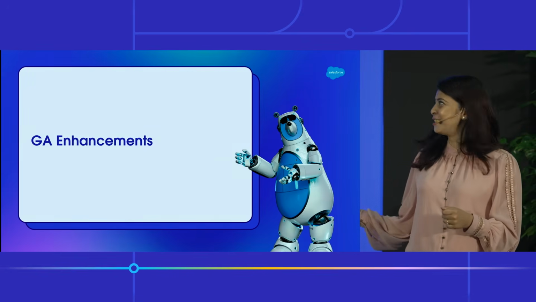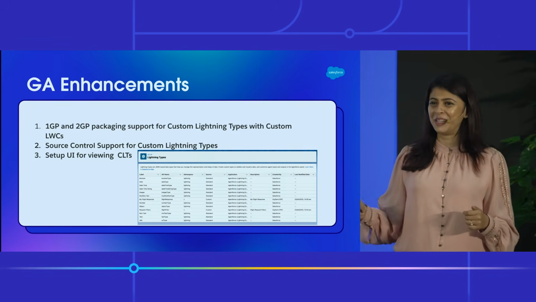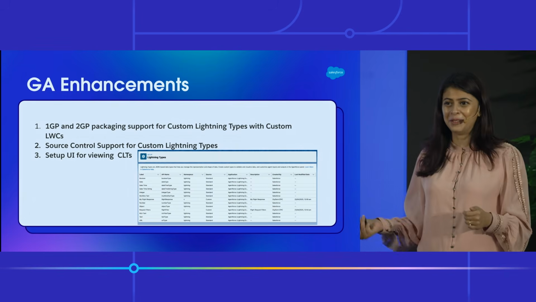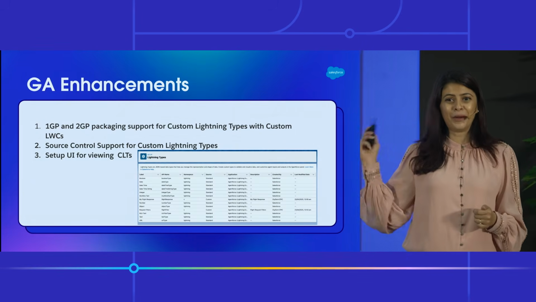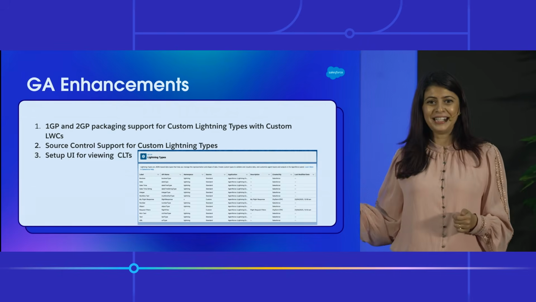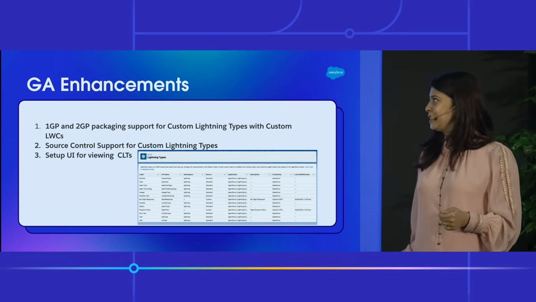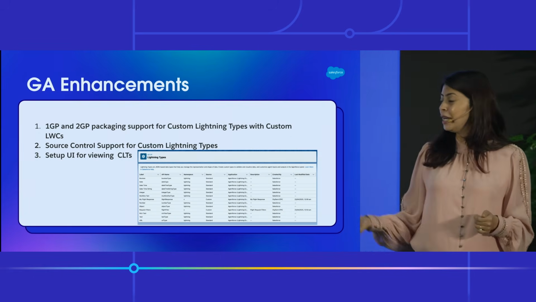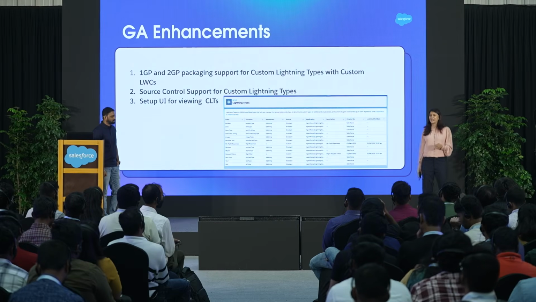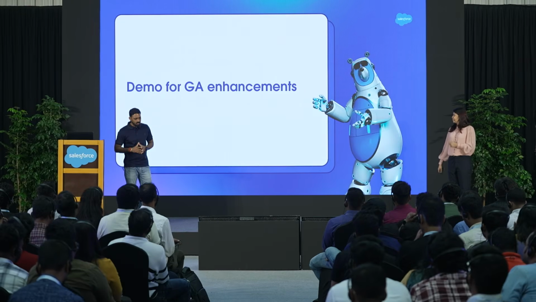About the GA enhancements, as soon as it got into the hands of partners and they started building these very cool solutions, they wanted to package them and distribute them on AppExchange. So we are opening up 1GP and 2GP packaging with our GA. We also have source control support for custom lightning types for developers. And we have the setup UI where you can view all the new CLTs that you're creating. Now I'll just pass it on to Ravi. All of this code is just coming into your hands and Ravi is going to demo it to you right now. Let's see how to package custom lightning type now. Custom lightning type is individually packageable. Also, it is packageable with the GenAI function.